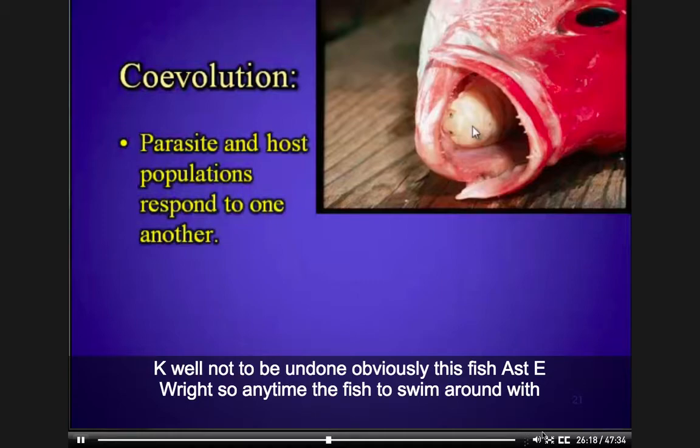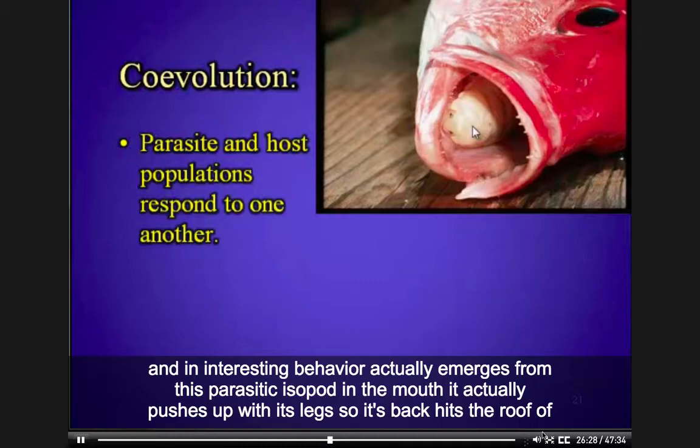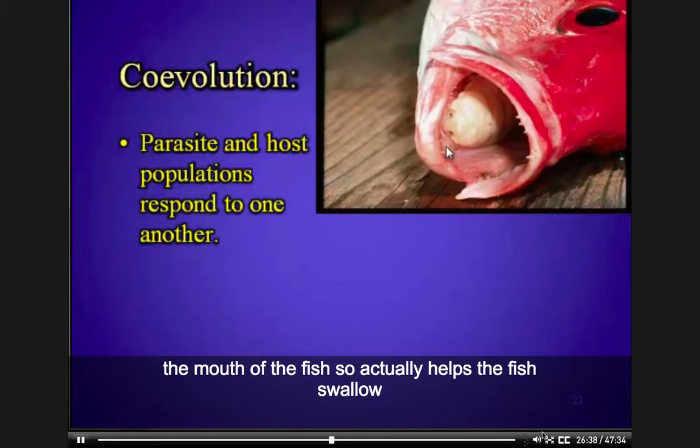So anytime the fish is swimming around with its parasite for a tongue, it swallows its prey fish and closes its mouth to swallow. And an interesting behavior actually emerges from this parasitic isopod in the mouth. It actually pushes up with its legs so that its back hits the roof of the mouth of the fish, so it actually helps the fish swallow.